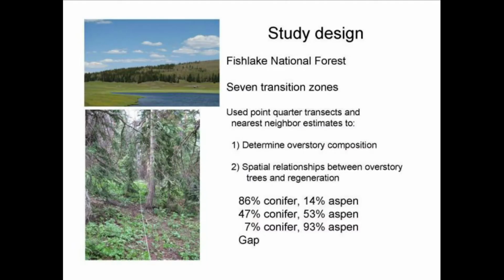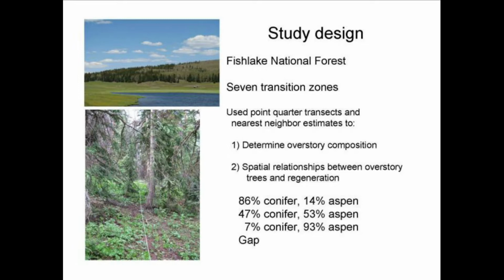So we designed a study, 7 sites on the Fishlake National Forest in 7 transition zones. And here's a transition zone right here, where on the left we have relatively pure conifer. We have a mixed aspen conifer component, and then more of a pure aspen stand, and then we also looked at gap dynamics. And we used point quarter transects and nearest neighbor estimates to determine overstory composition and the spatial relationships between overstory trees and regeneration.